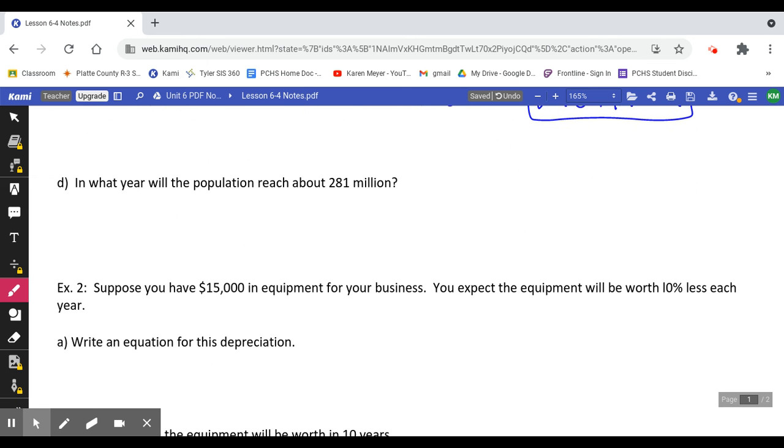Okay, part D. In what year will the population reach about 281 million? So this time I'm giving you the final answer. So we're going to plug the final answer in. So 281 equals 260 parentheses 1.02 raised to the T. And our job is to solve for time. So the first thing I want to do is I want to divide the 260 away. And when I divide that away, I get 1.0808 equals 1.02 raised to the T.